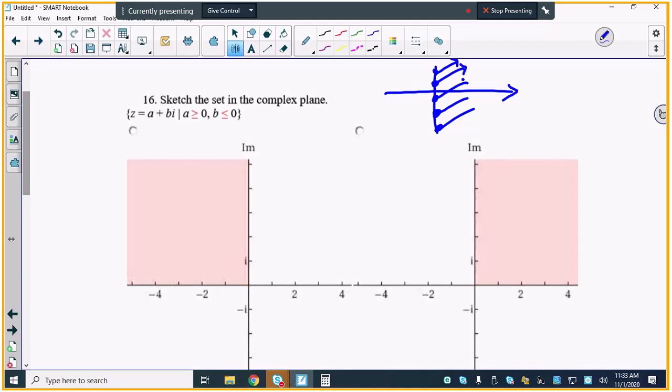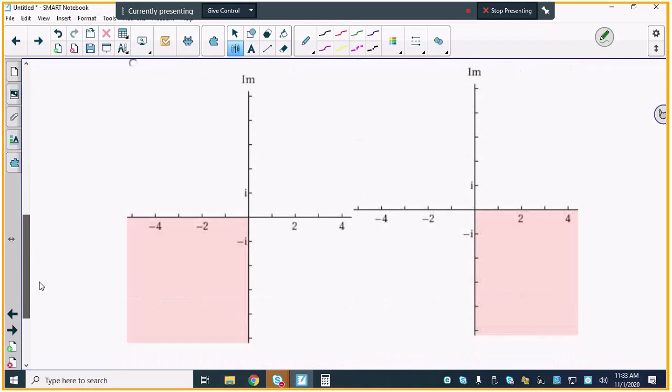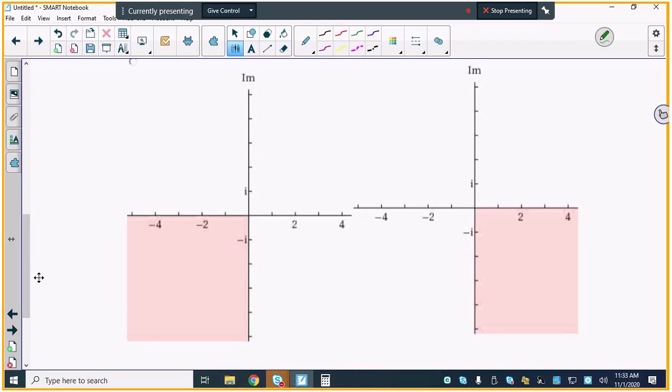So this is what I'm thinking of. Whereas b is less than or equal to 0, so y is going to be less than or equal to 0. So I'm choosing this side and I can be equal to 0, so I'll put a closed dot on the x-axis. Where the two colors are matching is the fourth quadrant, and that's going to be the correct domain for us. So this one is the correct one.